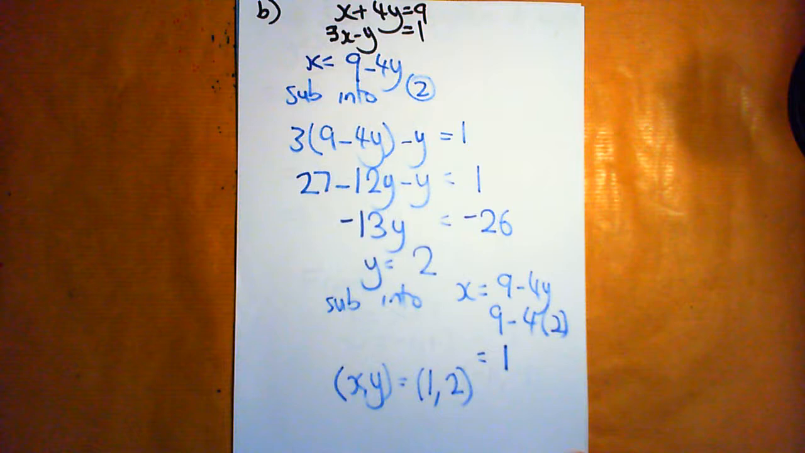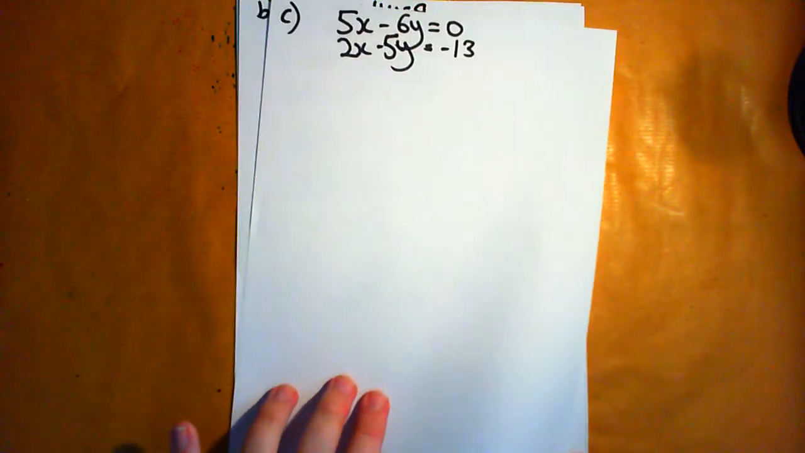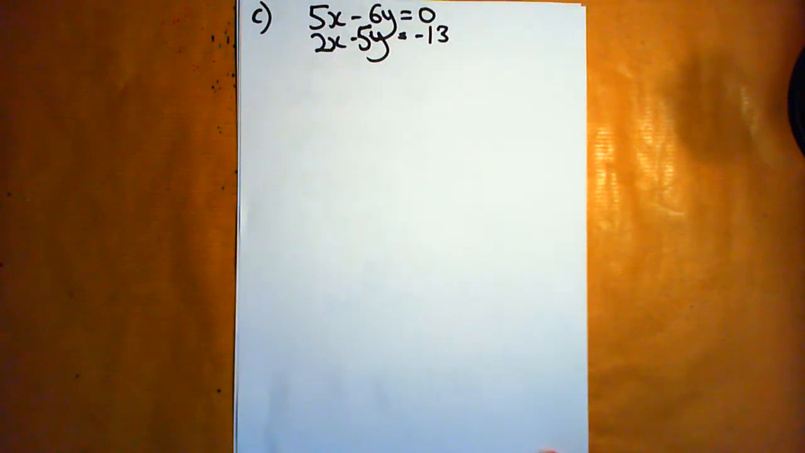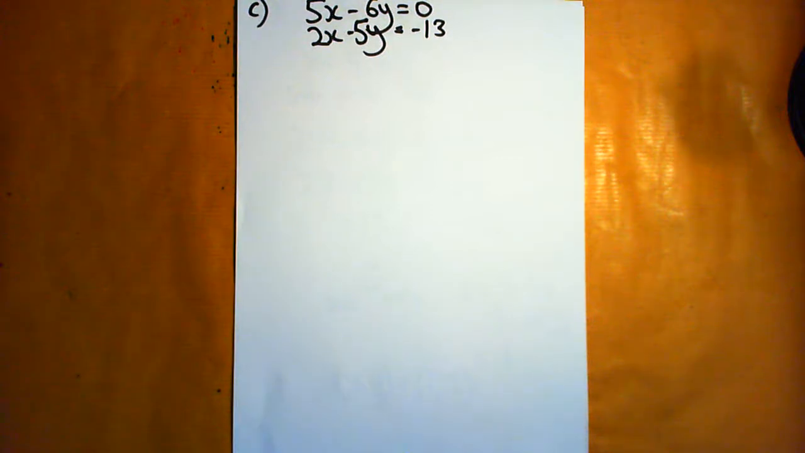Okay, so let's look at question C, which is a third system of equations. So we've got 5x minus 6y equals 0, and we've got 2x minus 5y equals minus 13. So should we use elimination or should we use substitution here? Well, it's not so easy to solve either equation for x or for y without introducing fractions. So it might be better to do elimination here.